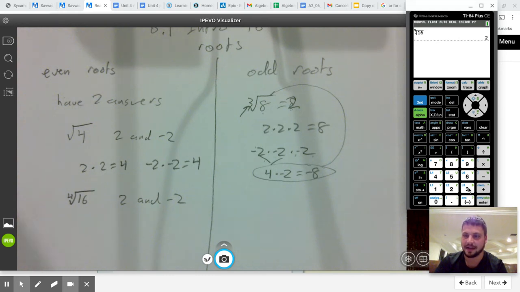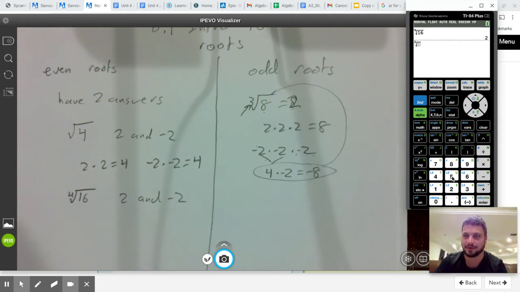Again, if I want to do the cube root of 8, I would first hit 3, because that's the root number. I would go to math. I would scroll down there to option 5. The 3 now becomes the root number. I type in my 8. I hit enter.